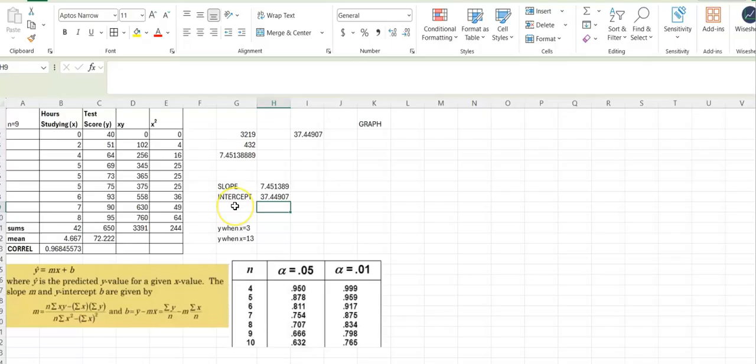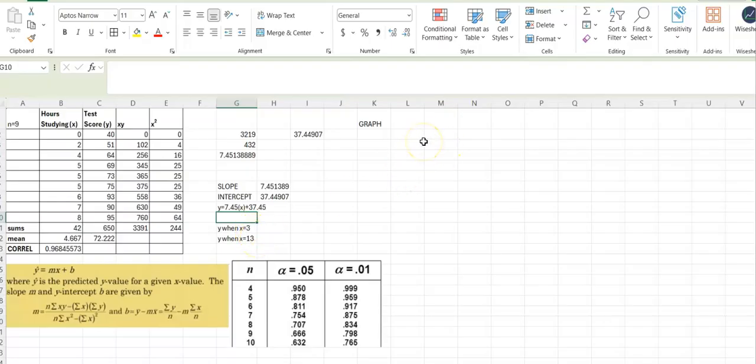So our formula is y equals mx plus b. So y equals our slope, which is 7.45, x plus, and the y-intercept is b, which is 37.45. And we'll come back to this in a minute. But that means now, if I want to find the y value when x is 3, I can just plug 3 in here, and likewise for 13.